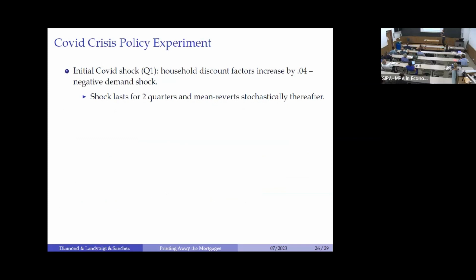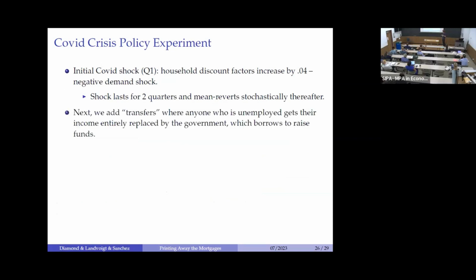So the actual COVID experiment we're going to do is first we're going to make households exogenously more patient to cause a drop in consumption demand. And that shock is going to last for 2 quarters and then mean revert after that. And then we're going to first add transfers. So we give everybody checks, but we're going to eventually pay for the checks. And here we're going to give 130% of people's lost income, which I think is roughly what we've seen in some calibrations about how big the fiscal stimulus was.